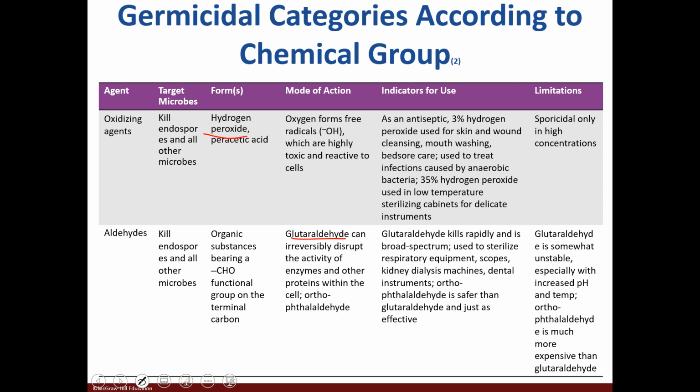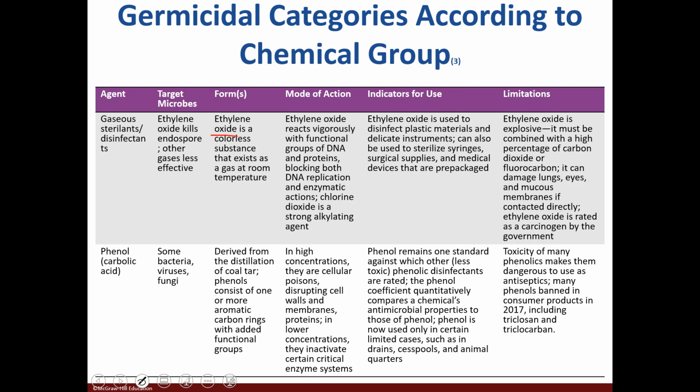Aldehydes work by targeting enzymes and other proteins. They can kill endospores and are used in sterilization of instruments. Ethylene oxide kills endospores by targeting DNA and proteins. It's used to disinfect plastics and other instruments that heat would damage.